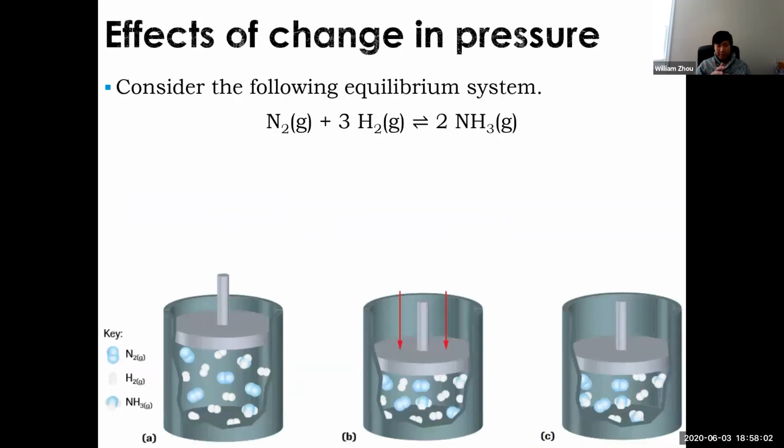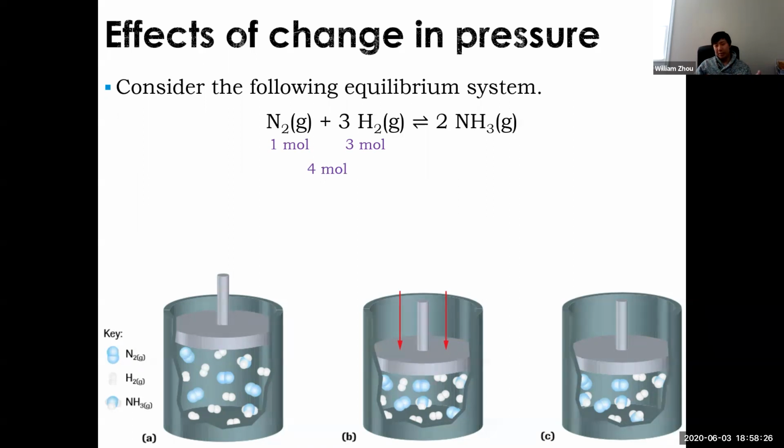Let's check out this example here. Consider here the Haber process. Again, nitrogen and hydrogen make ammonia. If you count the moles in the reactants, you have 1 mole of nitrogen and 3 moles of hydrogen. Those are your reactants. They combine for a grand total of 4 moles of gas in the reactants.